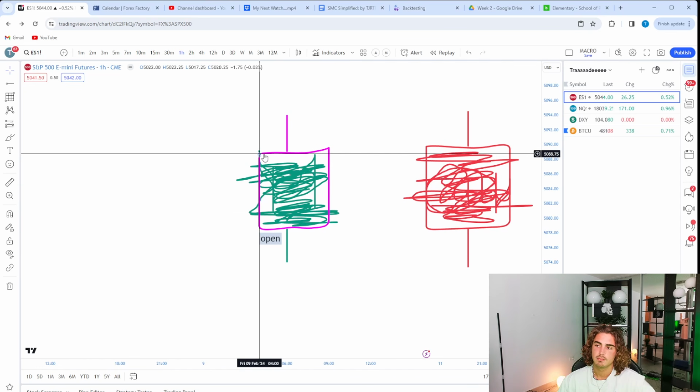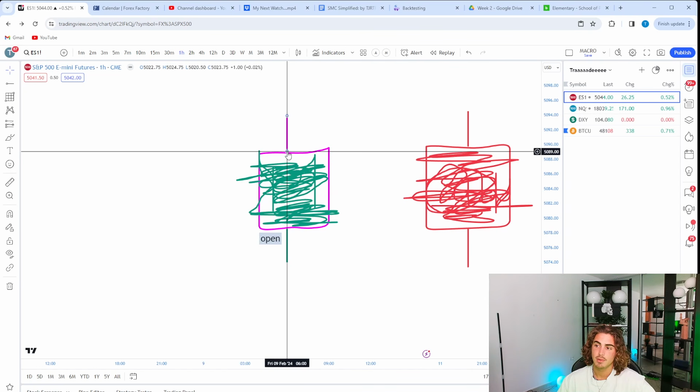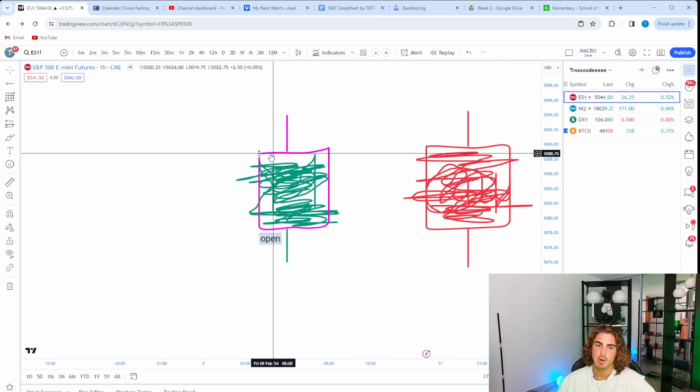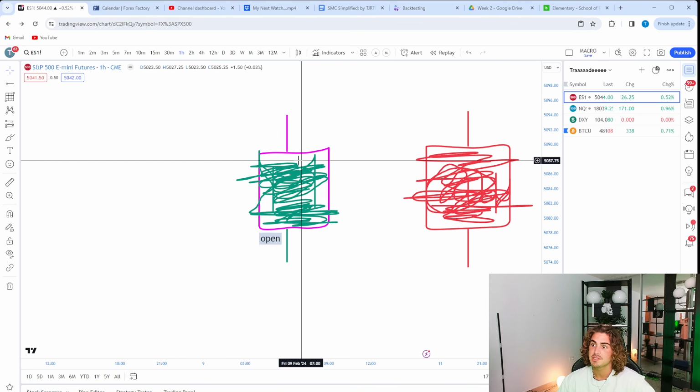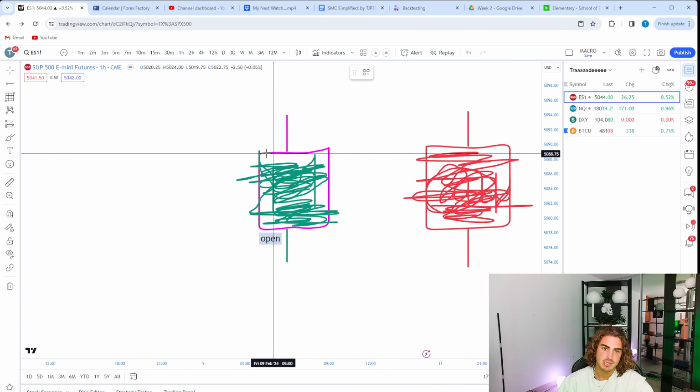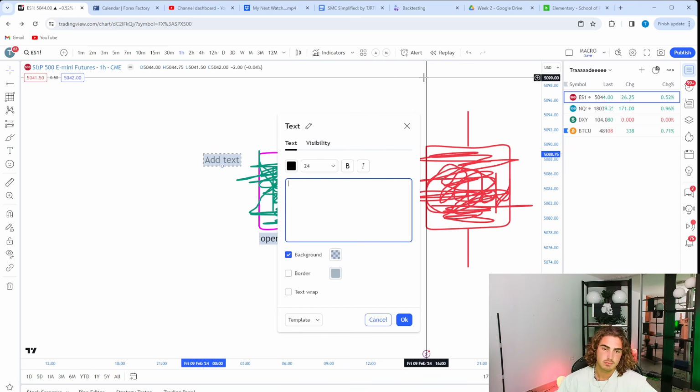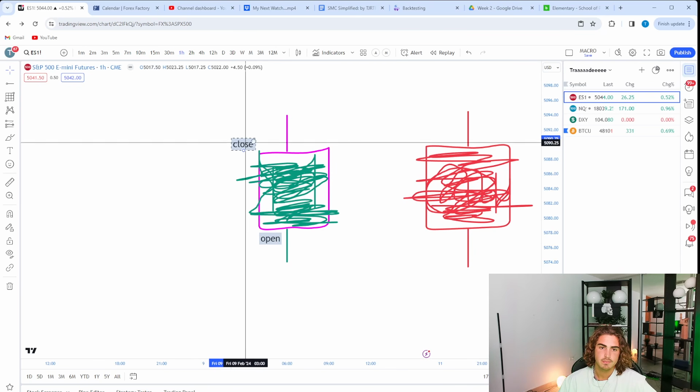You know why they probably made it where price closed? Because that's where the color stops, and it's like, boom, ended there. So this line right here is the candle close. Close. Boom.